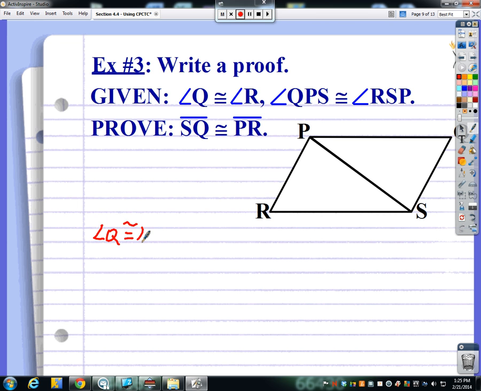Angle Q is congruent to angle R. Angle QPS is congruent to angle RSP. Let's mark that in our picture. Here's angle Q hiding over here. Angle R, so one arc mark apiece on them. QPS, which is this guy up here, I'm going to put 2 marks on. RSP, which is this person down here. So right now I've got angle, angle.